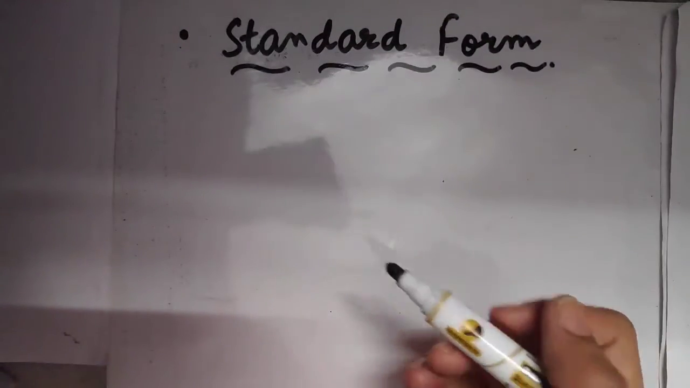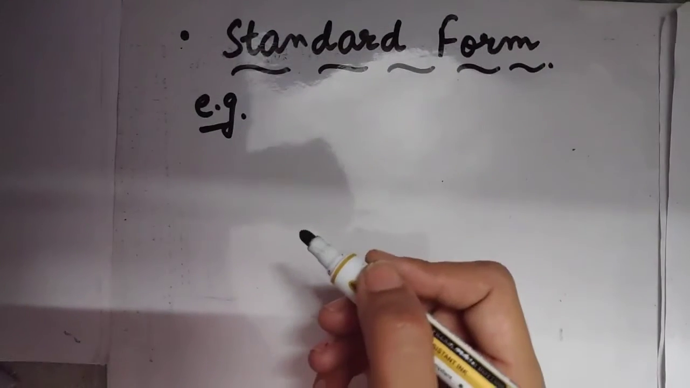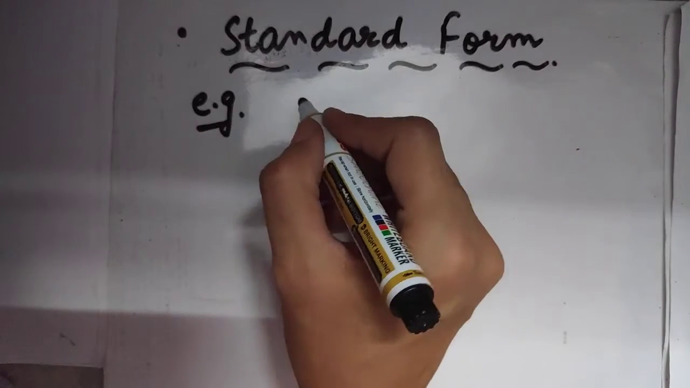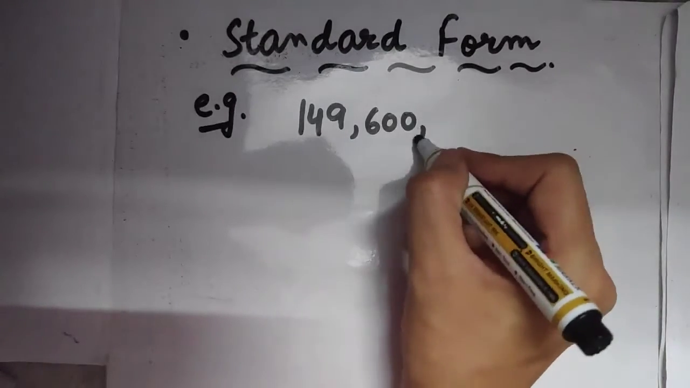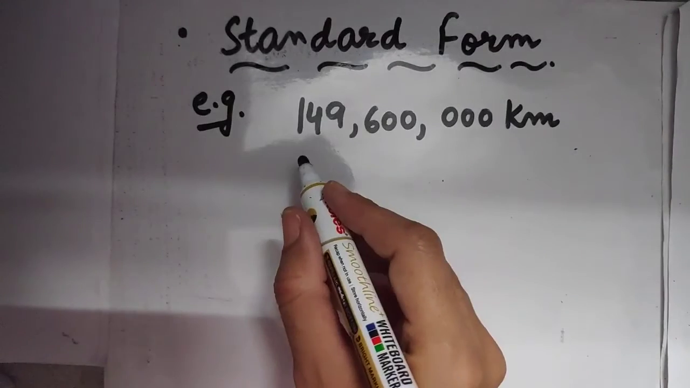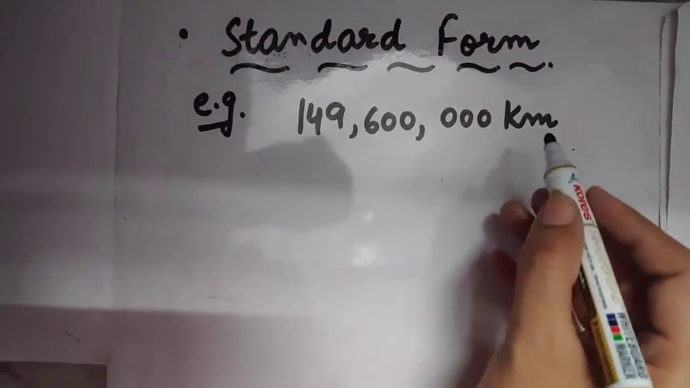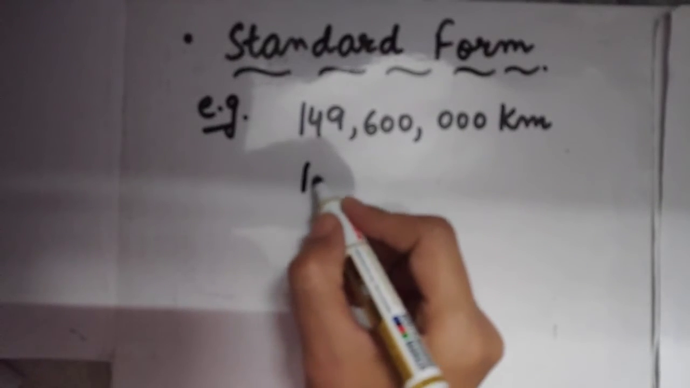What is this standard form? Let us take one example. Do you know, dear children, the distance of Earth from the Sun is given by this many kilometers. So what is this? This is basically the distance of Earth from the Sun. Now, if I need to express this number, can I write like this?